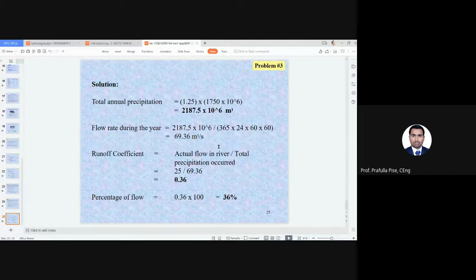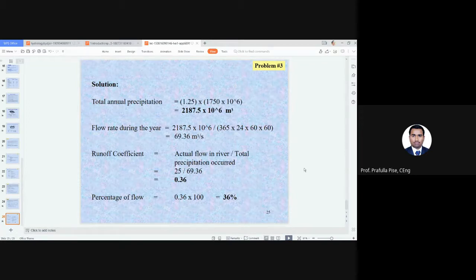Now the flow rate during the year. Flow rate is basically volume divided by time. We know the volume, which we just calculated, and the time is 365 days, so 365 days times 24 hours times 60 minutes times 60 seconds. If you do the calculation, you get the answer 69.36 meter cube per second.